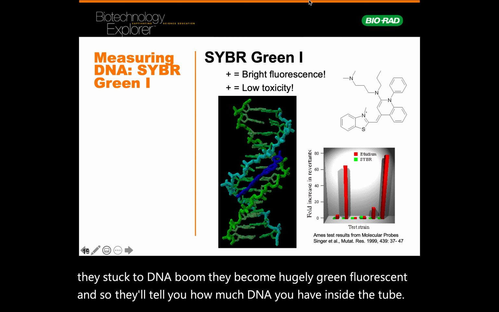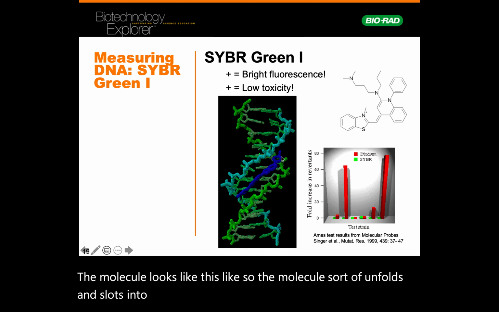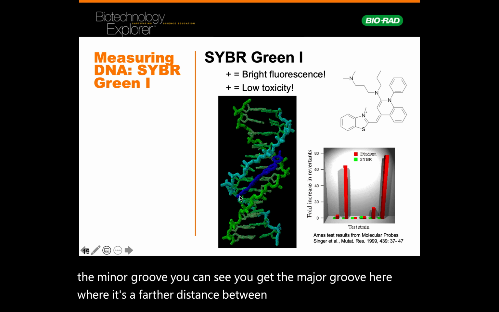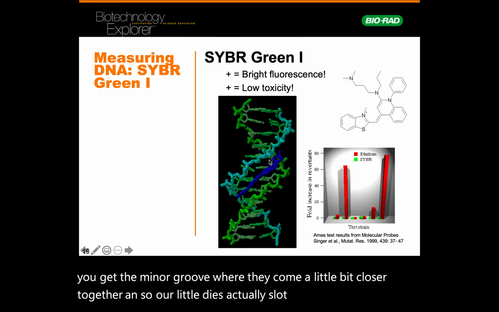The molecule looks like this, like so. The molecule sort of unfolds and slots into the DNA helix. It's actually going to bind in, I believe, the minor groove. You can see you've got the major groove here, where it's a farther distance between this strand and this strand. And you've got the minor groove where they come a little bit closer together. And so our little dyes actually slot into the minor groove and bind right there.